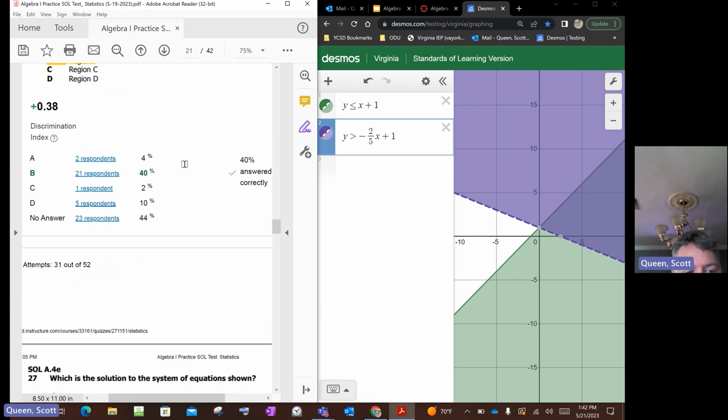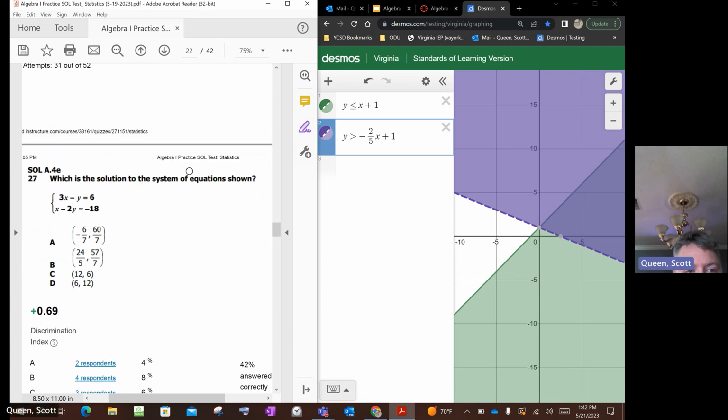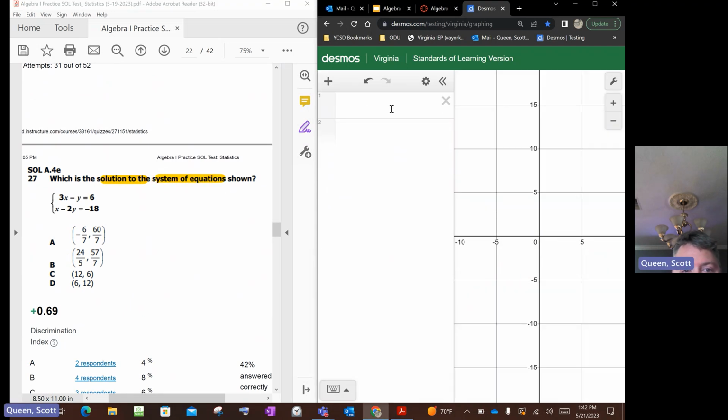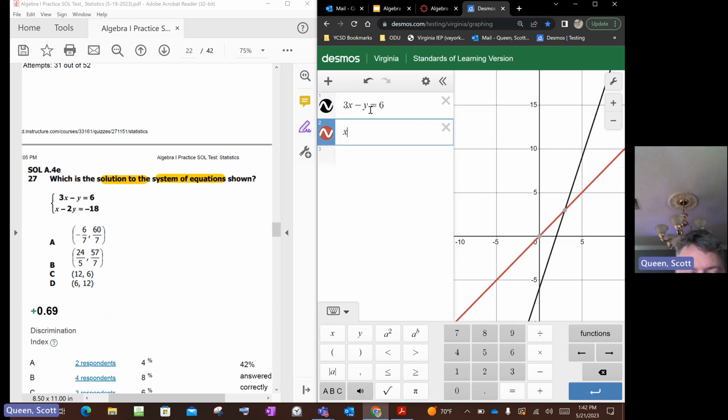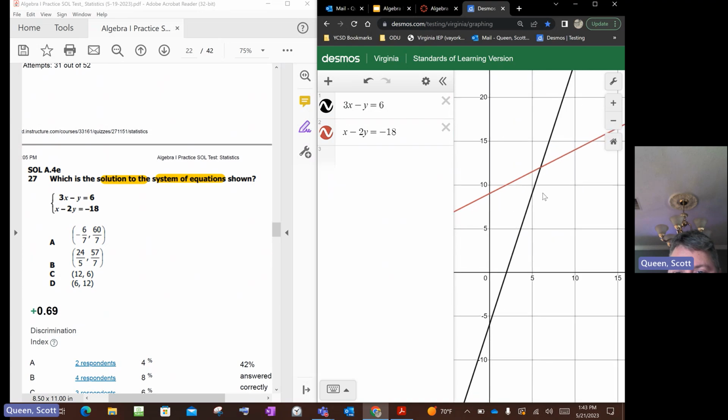All right, moving on. All right, 27, solution, a system of equations. Okay, that means it's graphing again, right? Okay, there it is, 3x minus y equals 6. That's part 1. Next part is x minus 2y equals -18. Taking a moment to make sure I looked at everything correctly. 3x minus y equals 6, x minus 2y equals -18. These cross. That is the solution, all right?